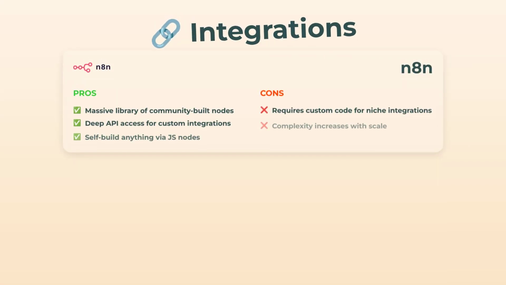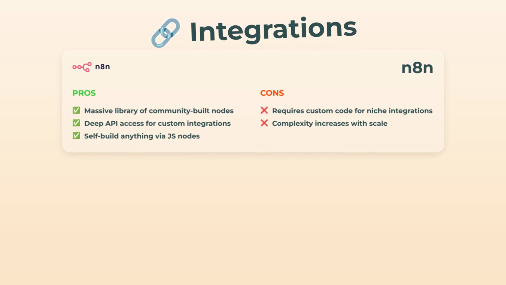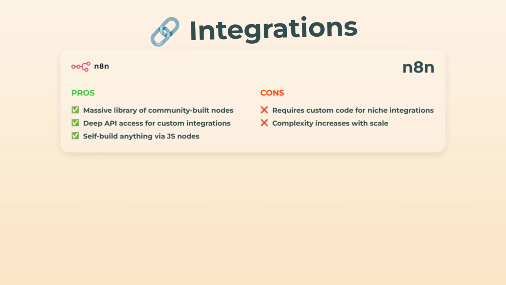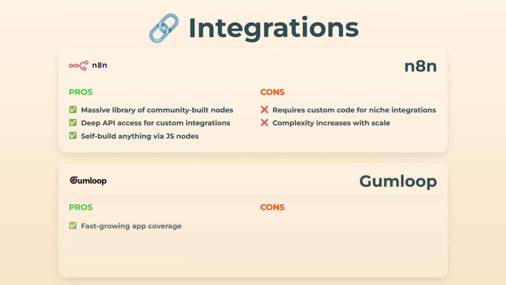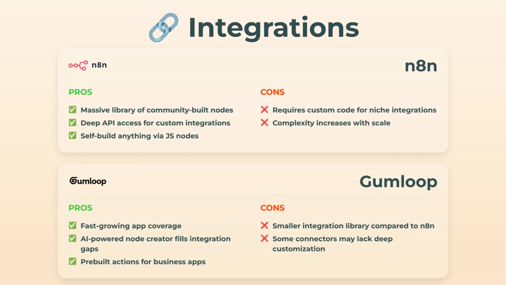Alright, jumping into integrations, which you know is basically the heart of any automation tool. n8n seriously crushes it here. They have a massive library of community-built nodes, so if you need to connect some obscure API to a weird legacy system, it's probably there. Plus, with deep API access and JavaScript nodes, you can literally build your own connector for anything. Not gonna lie, scaling gets complicated, but if you want control, you got it.